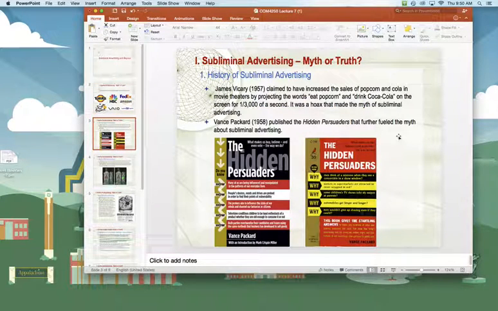So let's talk a little bit about the history of subliminal advertising. This started with James Vicary talking about movie theaters and projecting the words "eat popcorn" for 1/3000th of a second. That said, people were buying more drinks and Coke during movies, and saying that this is a myth for the case for subliminal advertising. And then Vance Packard published The Hidden Persuaders, that further fueled the myth about subliminal advertising.